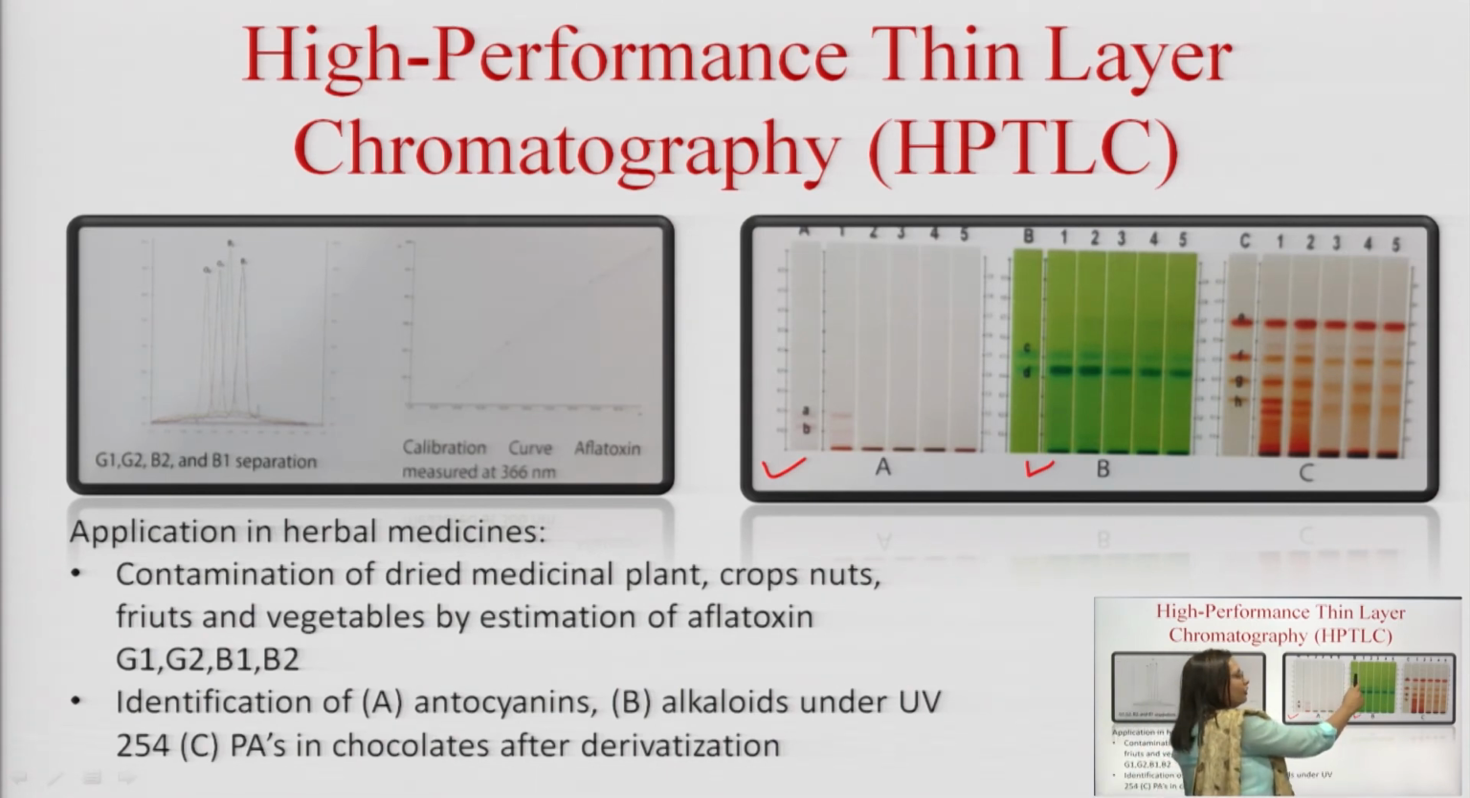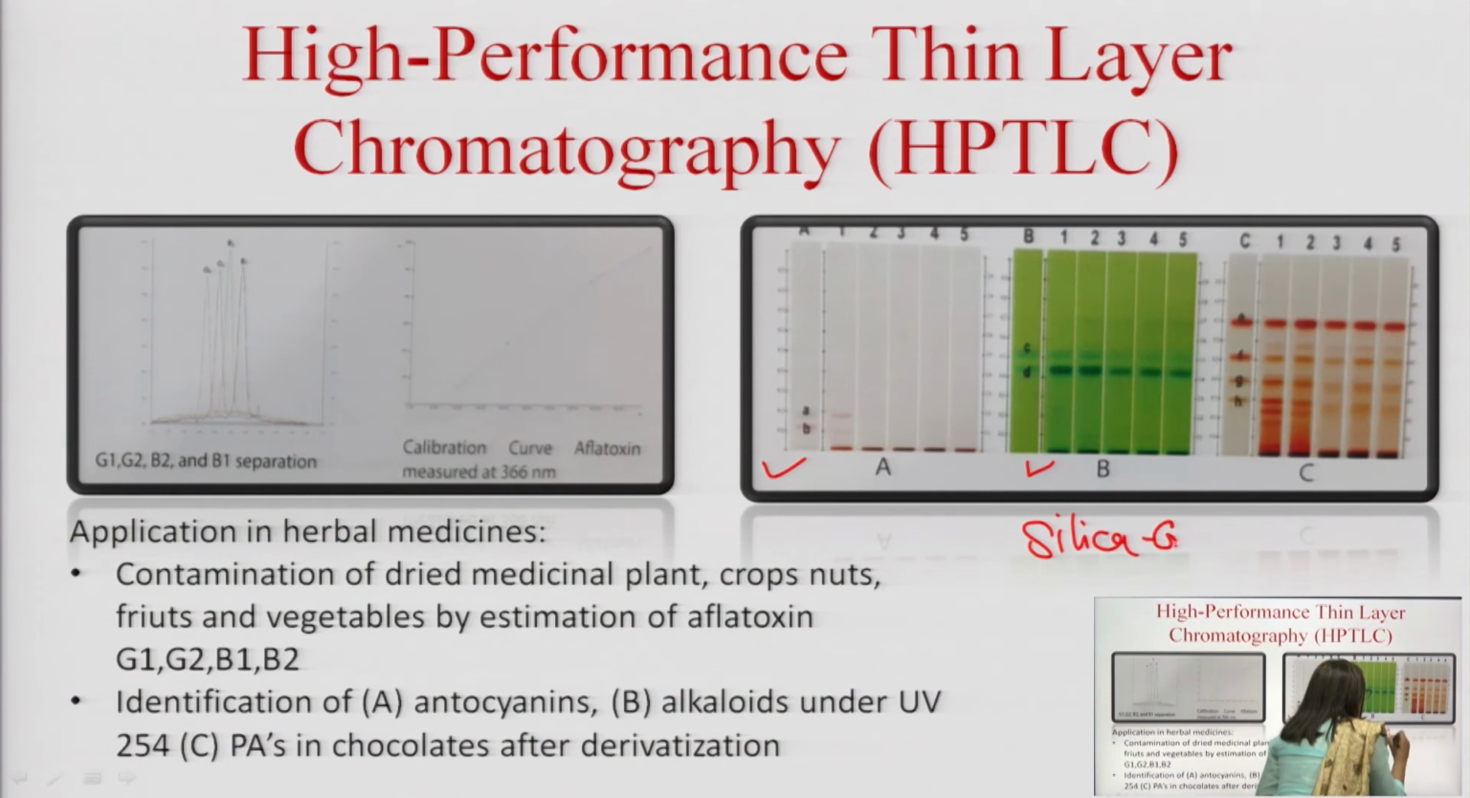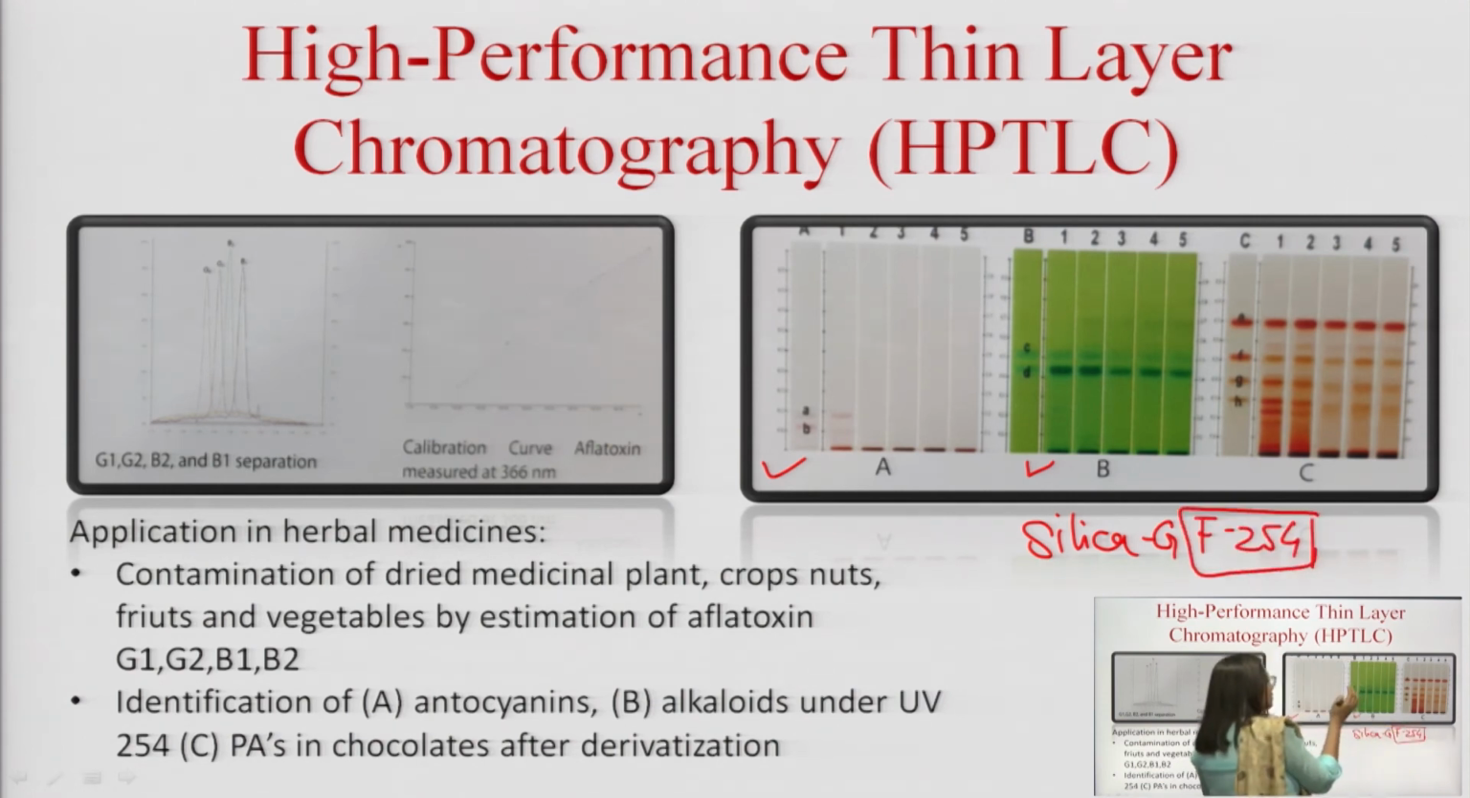Since UV 254 is used and the pre-coated plate is silica gel GF254, where F254 is the fluorescent dye that was added into the plate, and these are the PAs which were identified in the chocolate sample. So, this one is visible, one is at 254. Again, this is after derivatization, that means after the chemical treatment it was observed under the UV.